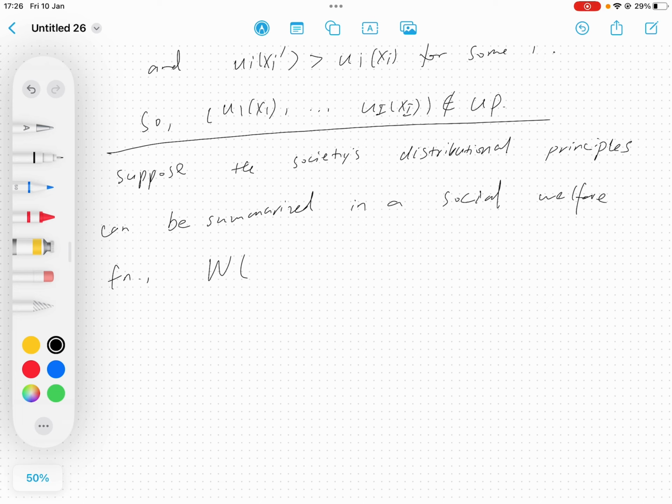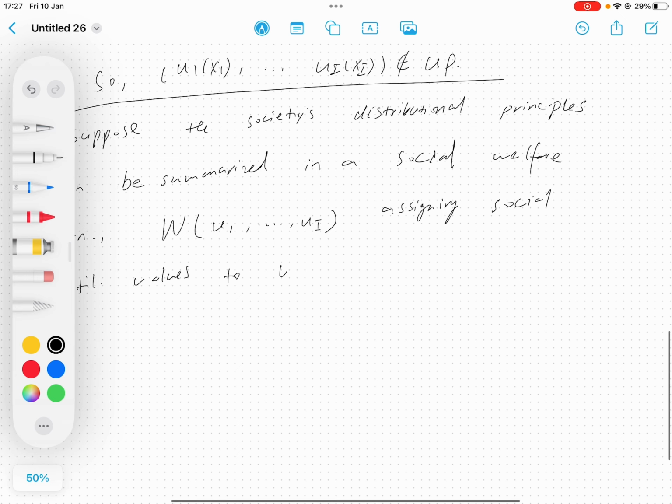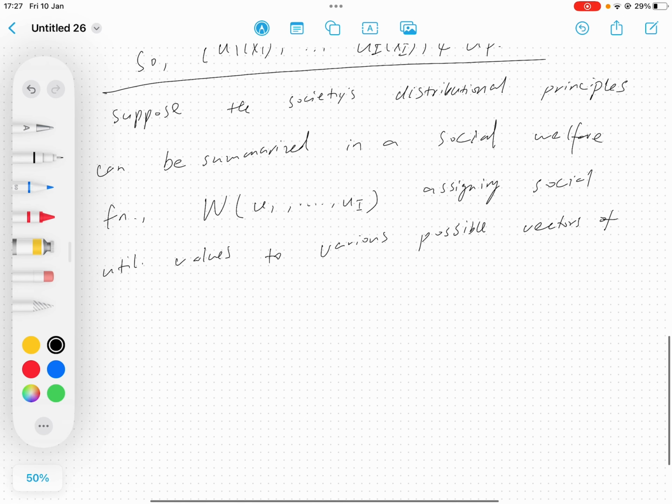So that's another notation. Don't mix up this W with wealth or omegas. W(u1 up to uI) is assigning social utility values to the various possible vectors of utilities for the I consumers, basically all possible vectors of utilities for all the consumers.